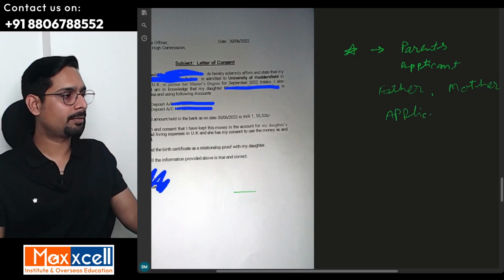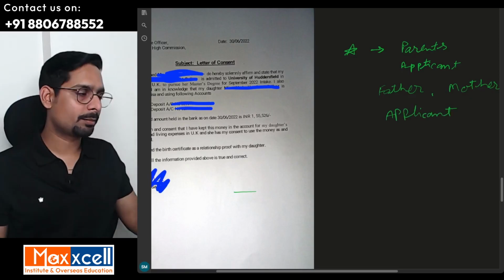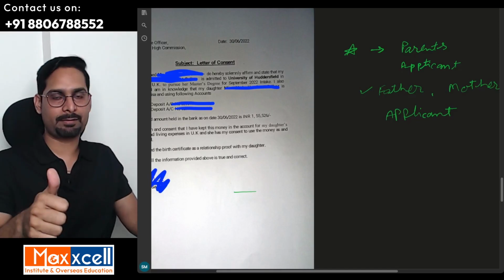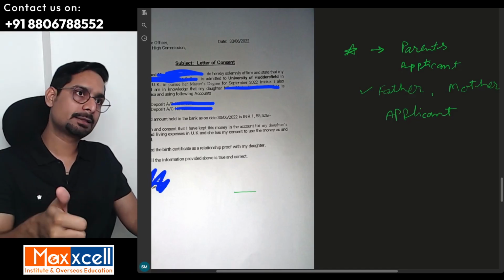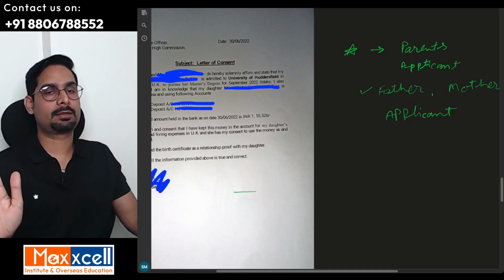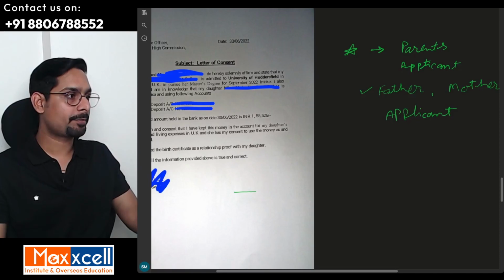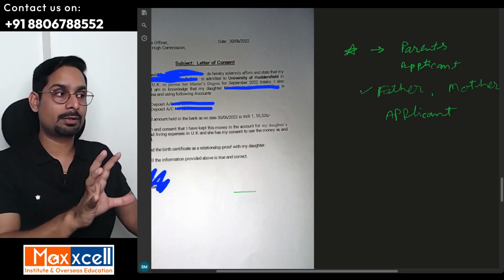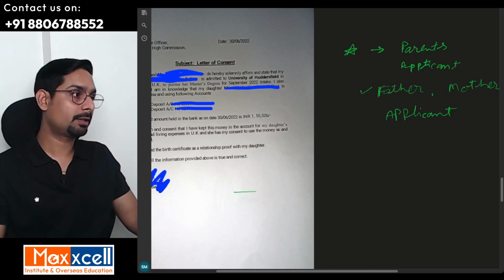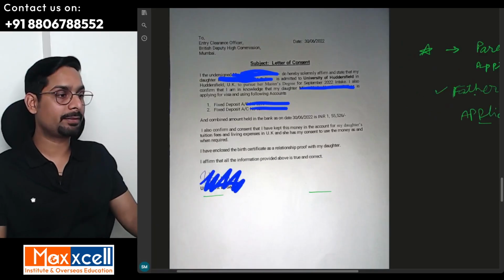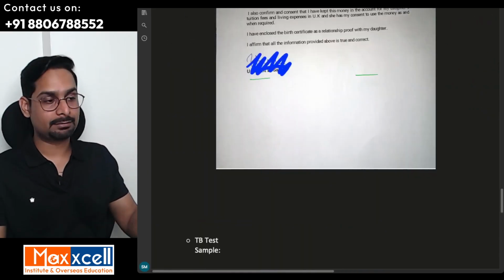I hope I am making things clear to you. Suppose your father has the funds in his bank account and it is a joint account with your mother, this will be fine. If your father has a joint account with, let's say, your sister, that will not work. So prefer having a single account holder. If it is a joint account, it should be one of these three people. Very important. I have seen students coming to me saying that my CAS request has been rejected.